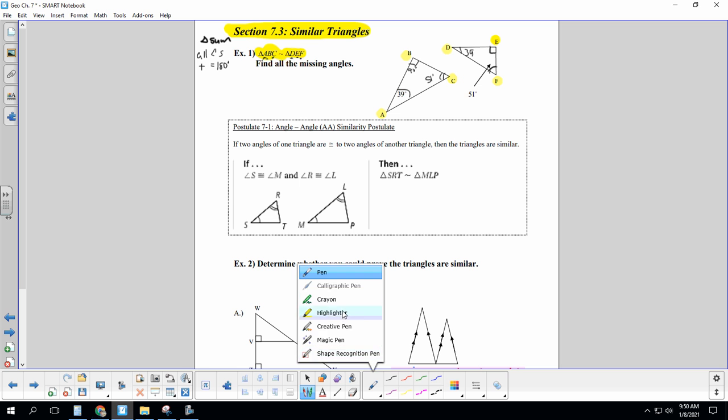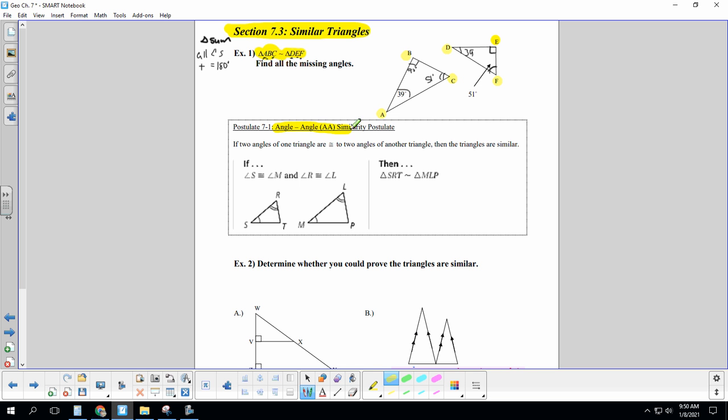Angle similarity postulate. If two angles of one triangle are congruent to two angles of another triangle, then the triangles are similar. So all we have to do is prove that two angles are congruent, and then we can call these guys similar. So for example, S is congruent to M, R is congruent to L. We know because of the triangle sum theorem that T is congruent to P, so we don't need to claim that out. We just need the two angles. And then we can say that the triangles are similar.